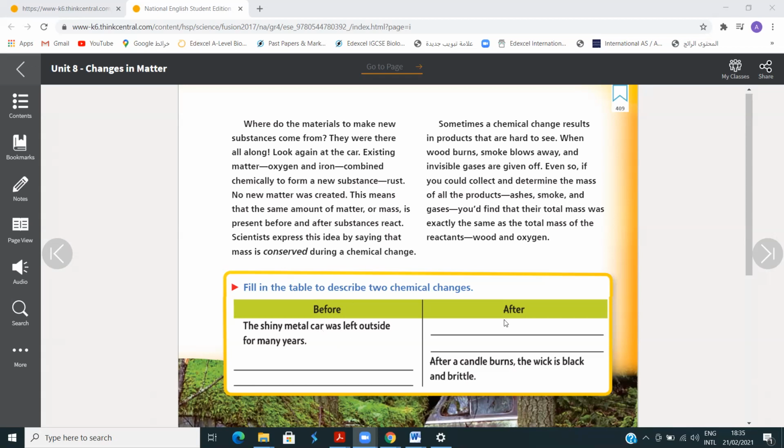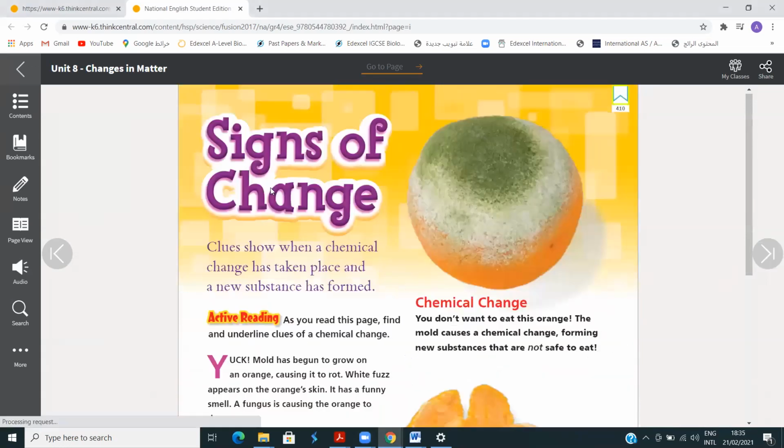So, my students, we said this before. We said a lot about chemical changes, like signs of a change. Clues show when a chemical change has taken place and a new substance has formed. Mold has begun to grow on the orange, causing it to rot. Do you see this as chemical or physical? This is a chemical change, because you don't want to eat this orange. Why? The mold causes a chemical change, forming new substances that are not safe to eat.